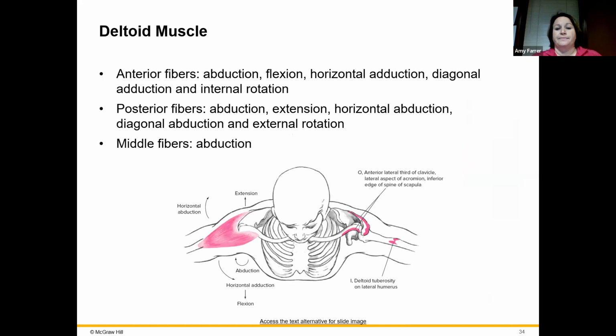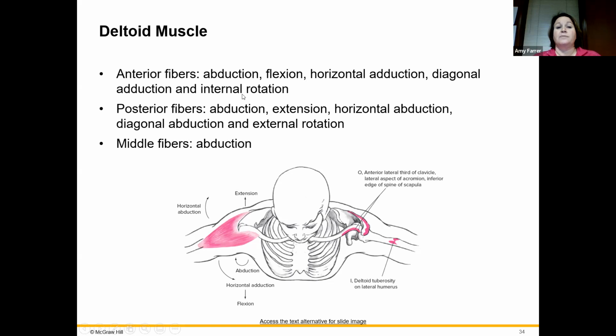Your deltoid, right? Huge muscle group, right? Origin is going to be the anterior lateral third of the clavicle, the acromion, and the inferior edge of the spine of the scapula. Okay, so there's going to be its origins. It inserts on that deltoid tuberosity on the lateral humerus. Remember when we talked about where your deltoid was and we came down, we found that tender spot? That's going to be that deltoid insertion, okay?